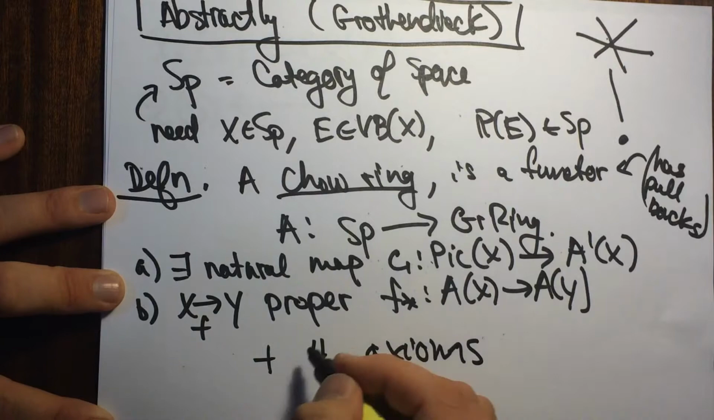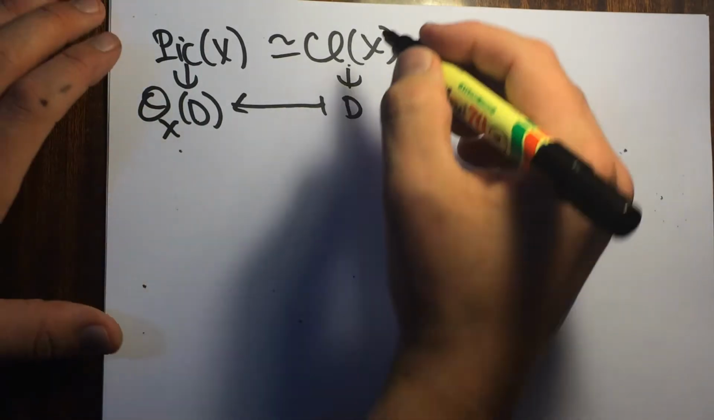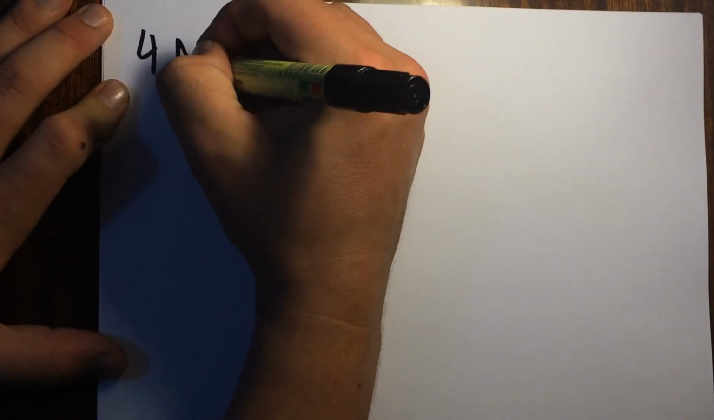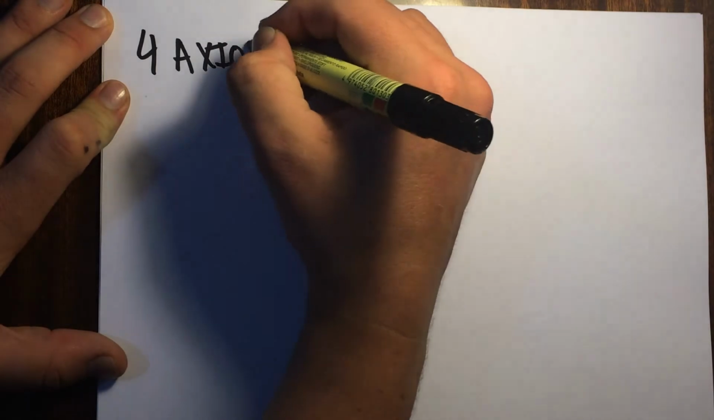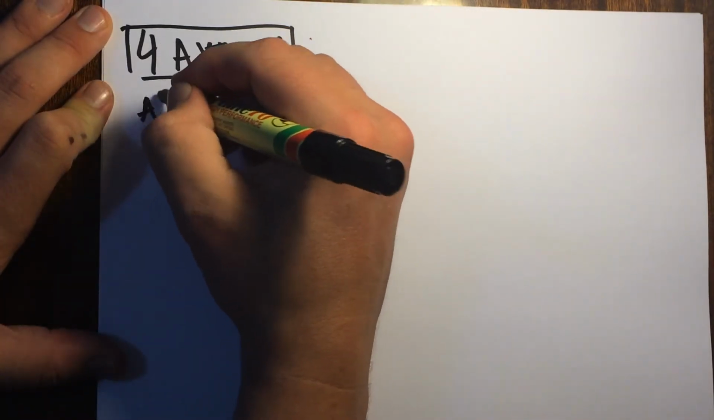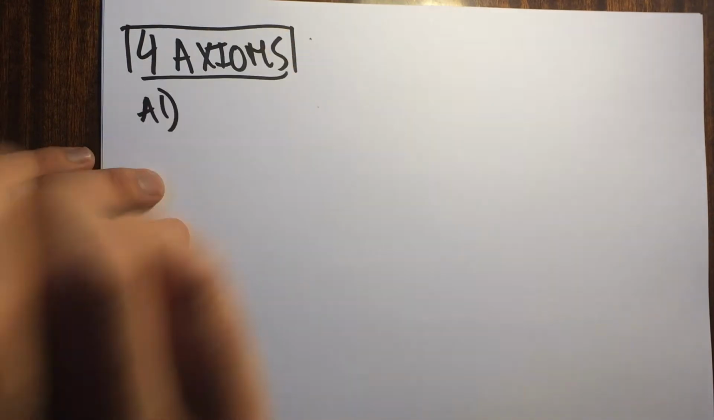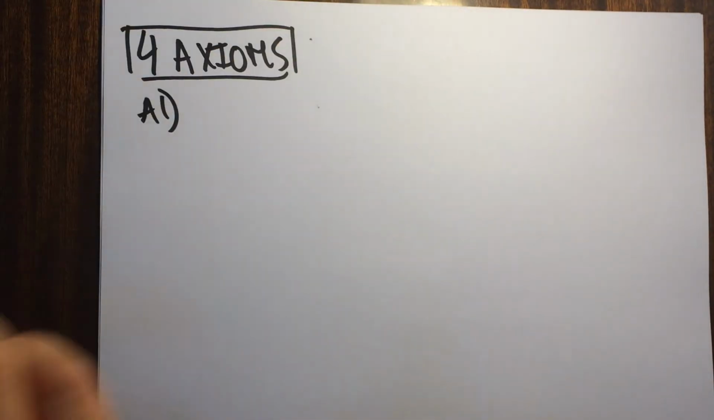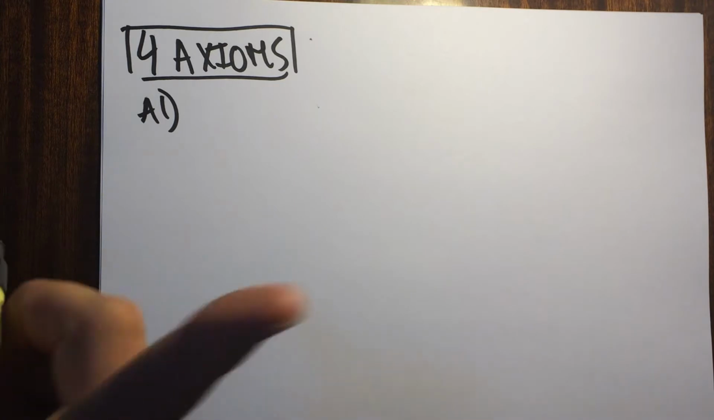And then the 4 axioms I'll do on the next page. Okay, so let me get rid of this. 4 axioms. Okay, so the first one, this one's kind of weird if you're not used to this, and this will be really important.